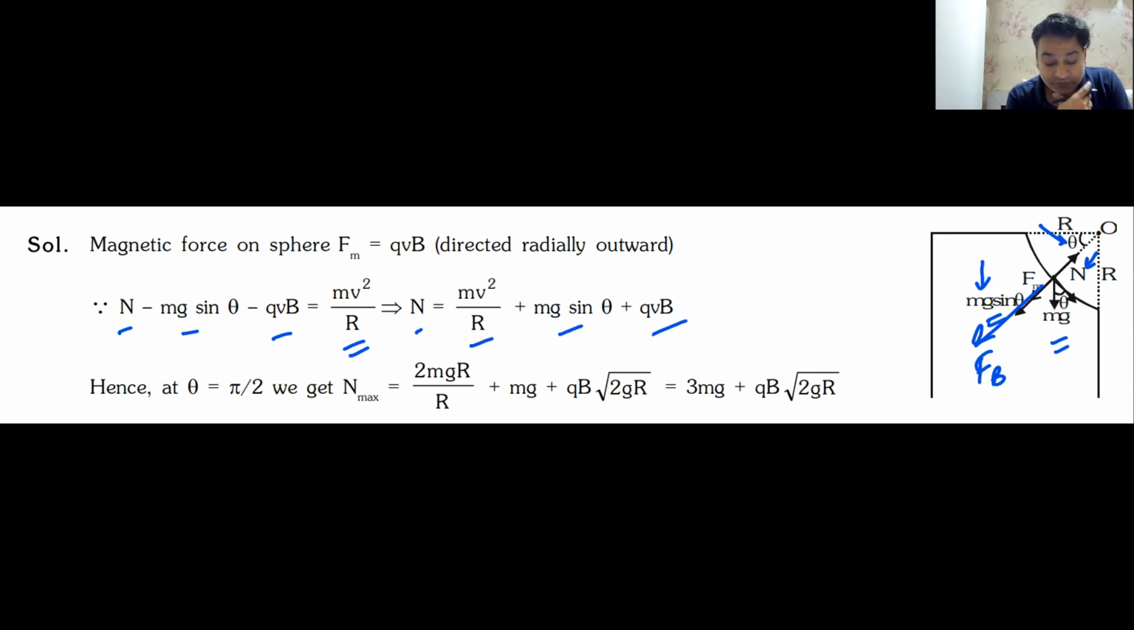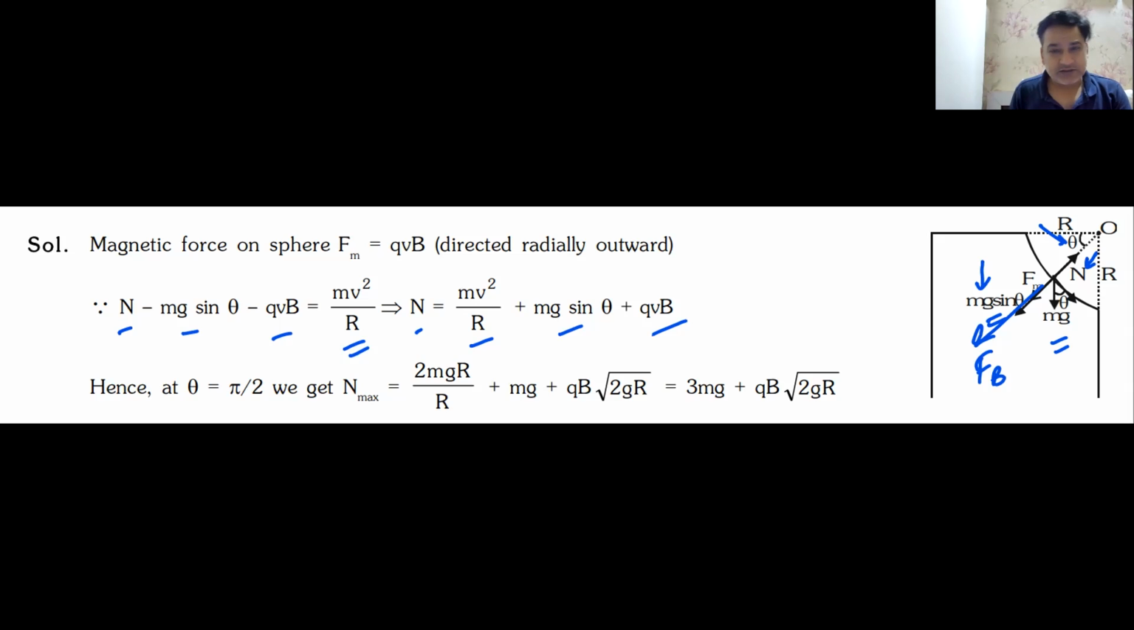Then where do you have the maximum value? Remember, it depends on 3 things. It depends on v, it depends on theta, and it depends on v again. So it will be maximum where v and sin theta are maximum. Yes or no? So there is only one place possible: when it reaches the lowest part, you can find out the value of v as root over 2gr. Yes or no?